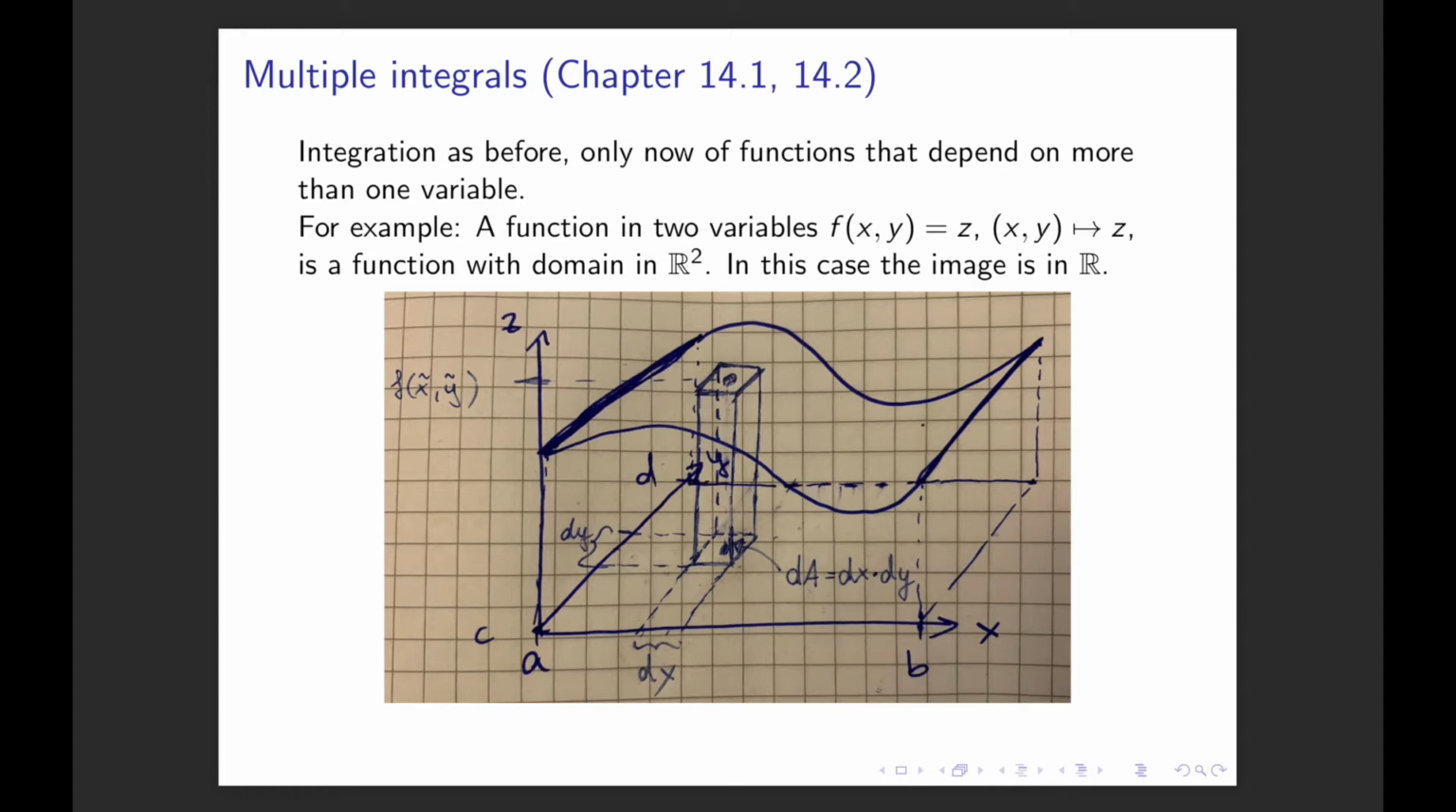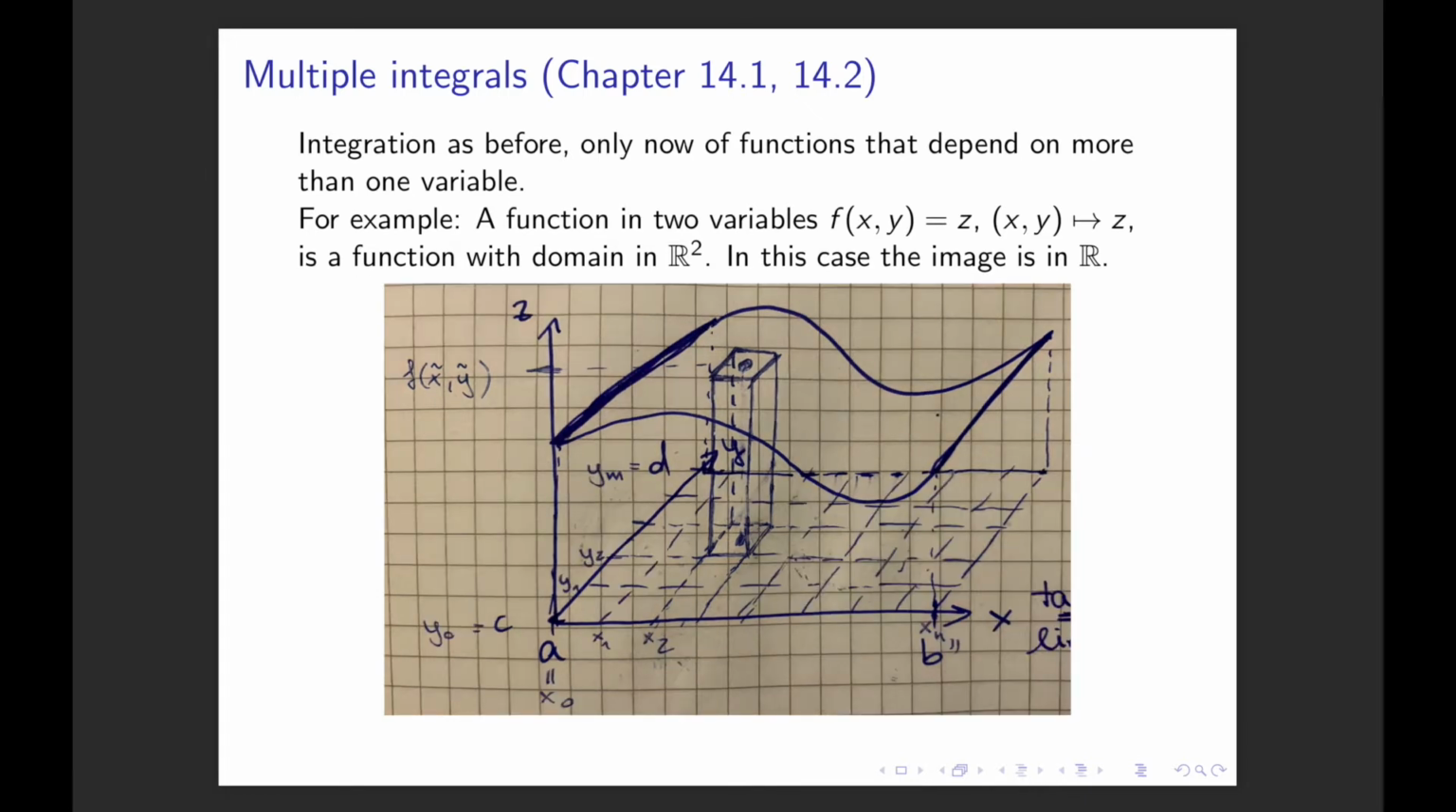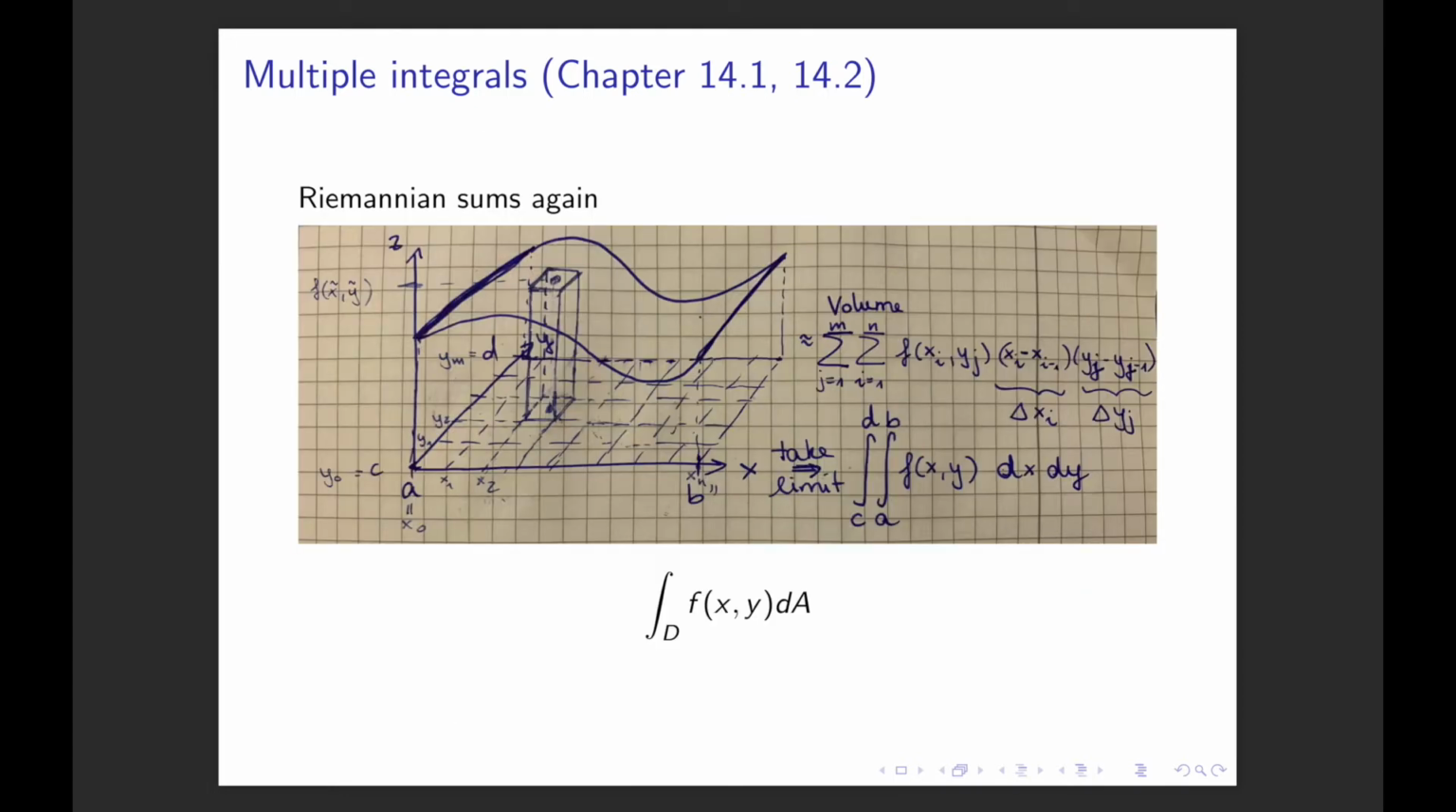To decompose the domain into many little pieces, here for a rectangular domain we choose a partition in x direction for the interval a to b and a partition of the interval c to d in y direction. And then if we add all of this up, this is this double sum that you see on the right, you get the volume. So all these little cuboid volumes are the function value times dA, and dA is delta x_i times delta y_j.